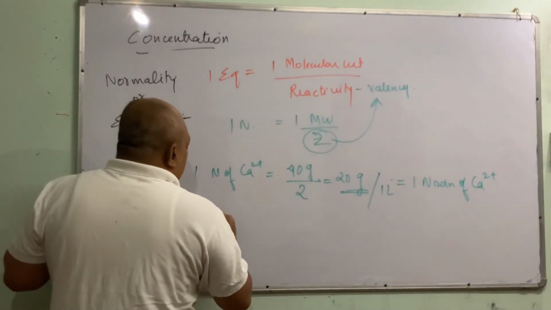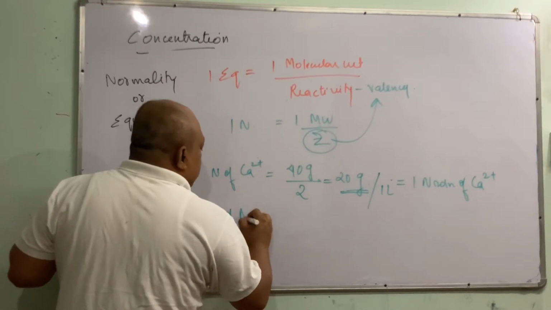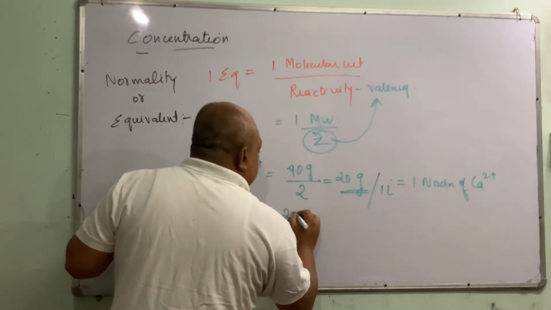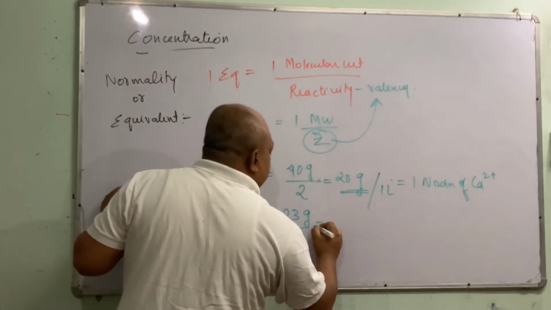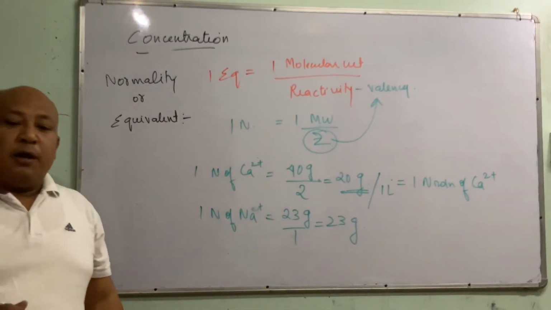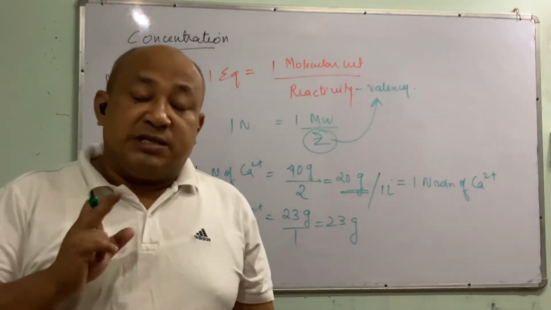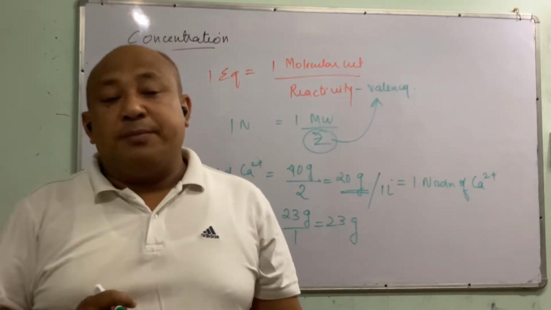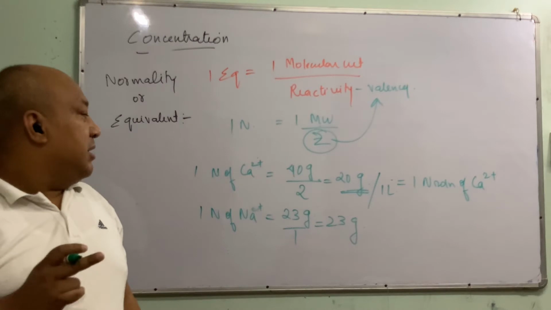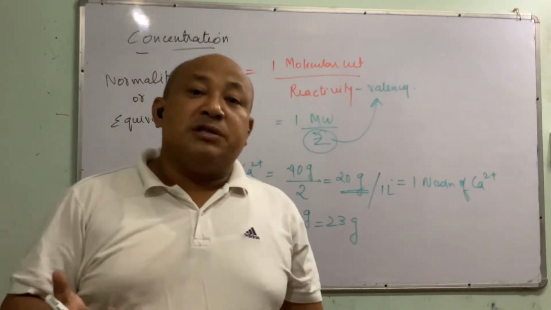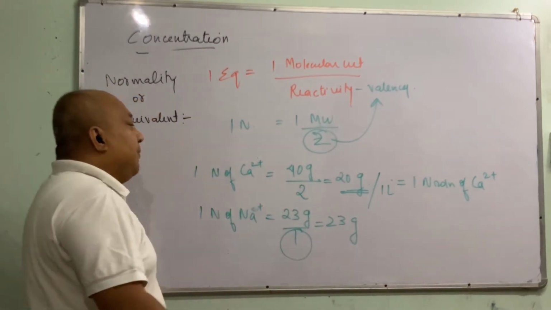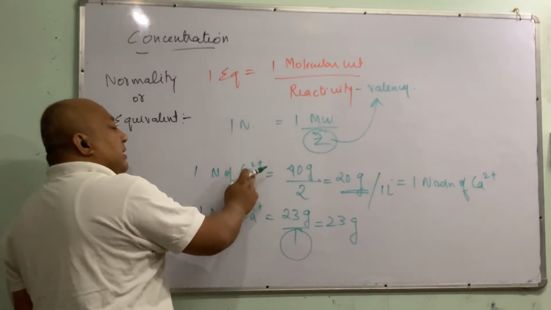Now, what about one normal of sodium? Sorry, for sodium, valency is 1, so it is 23 grams divided by 1 itself is 23 grams. So from here, I'll conclude that for all the monovalent ions, single ion, that is chloride, sodium, potassium, for all such monovalent ions, the equivalent and the molarity both are same because the reactivity is 1. So it will be same, okay? But whereas not for divalent ions.